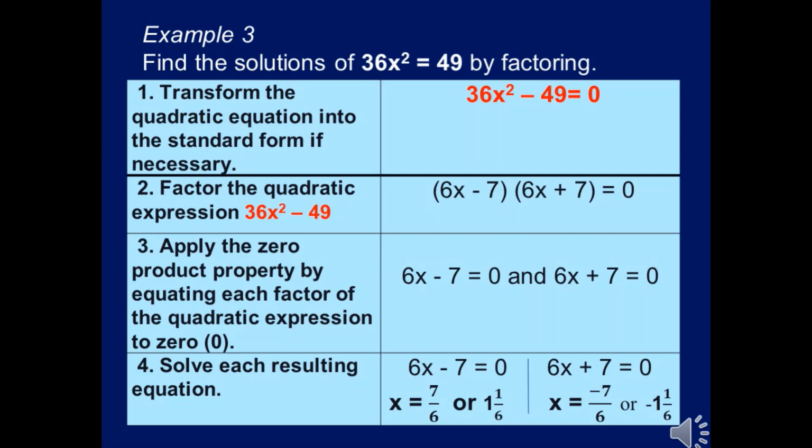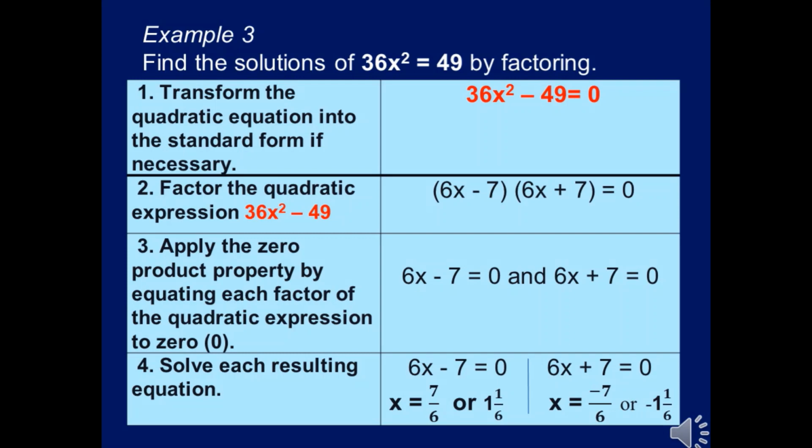So 6x minus 7 equals 0. After transposing 7 to the other side, we have 6x equals 7. Then divide both sides by 6. So the answer is x equals 7 over 6, or 1 and 1/6.